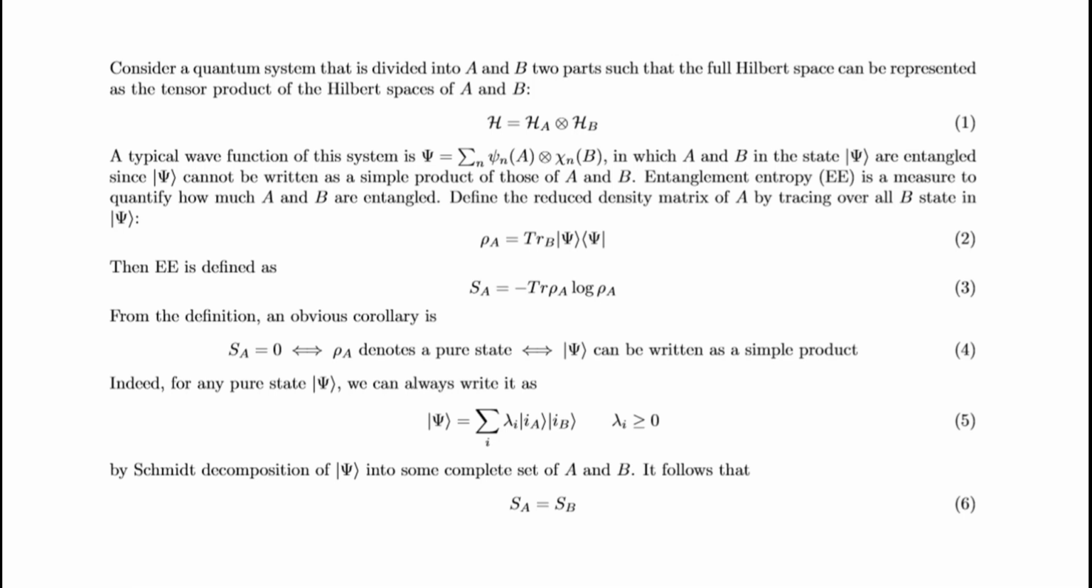Define the reduced density matrix of A by tracing over the B states in psi. Then entanglement entropy is defined as this. From the definition, an obvious corollary is this. Indeed, for any pure state psi, we can always write it as this. By Schmidt decomposition of psi into some complete set of states of A and B, it follows that S_A is S_B.